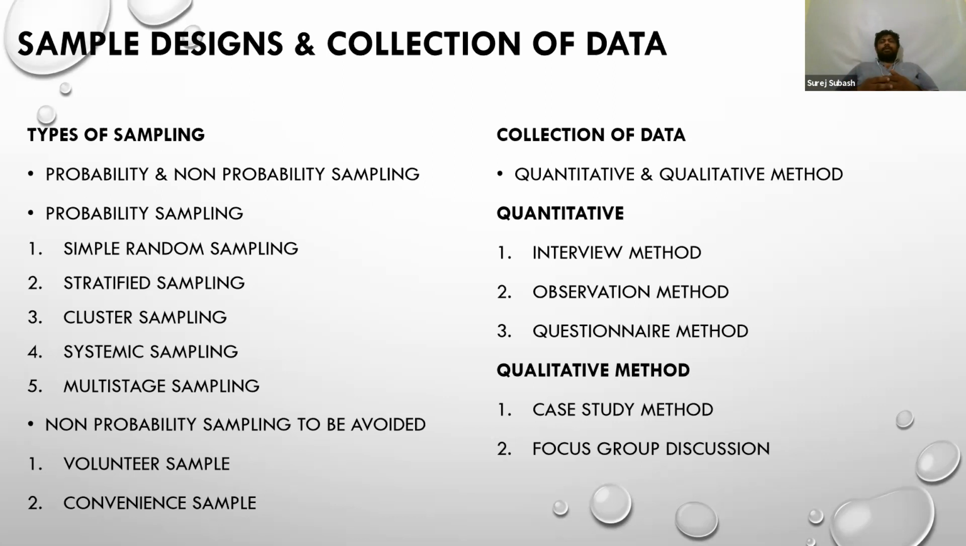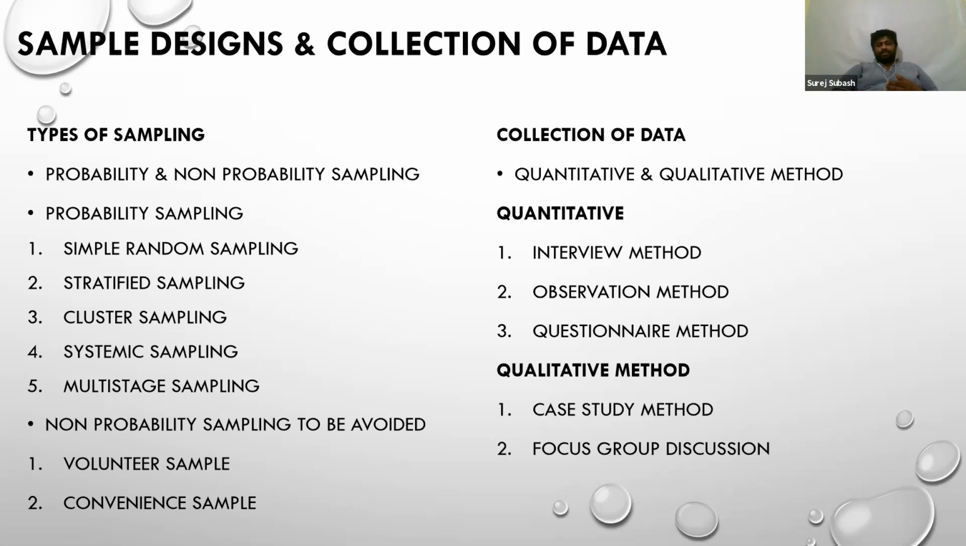And multi-stage sampling is usually done if you have to do research on a country-wide scale. So you divide the country into 4 different zones, and from each zone you select a few states, and from each state you randomly select a few districts, and from each district you randomly select a few villages or panchayats or taluks or such things. So that is multi-stage sampling. So whenever you do a research work, what we should probably avoid is volunteer sampling and convenience sampling, which means you purposively take persons.